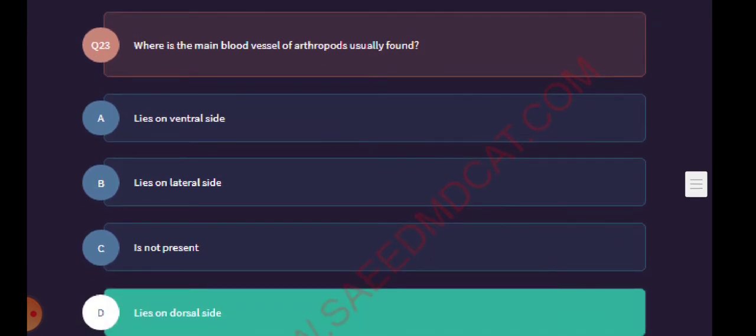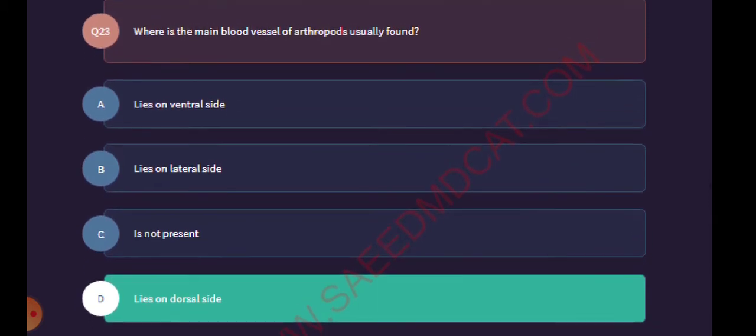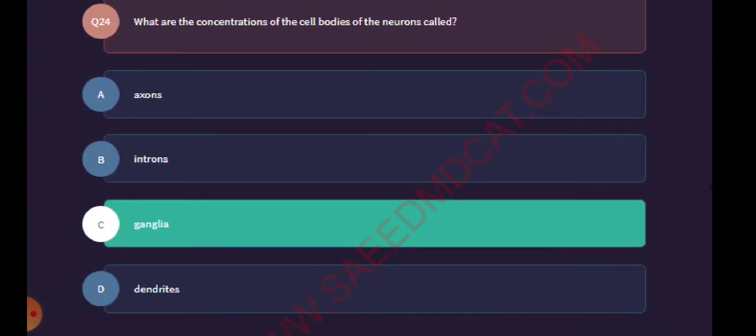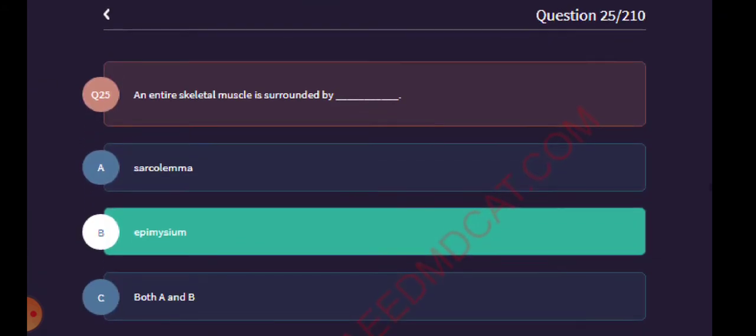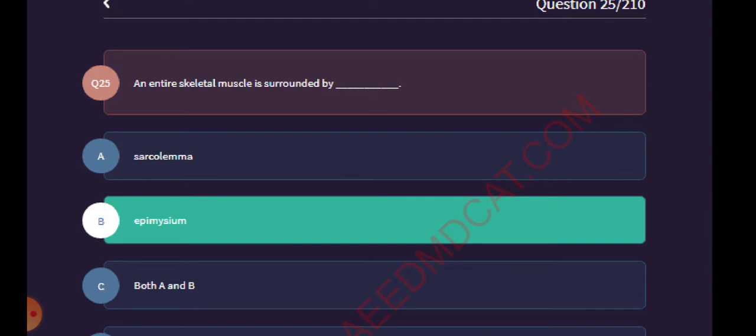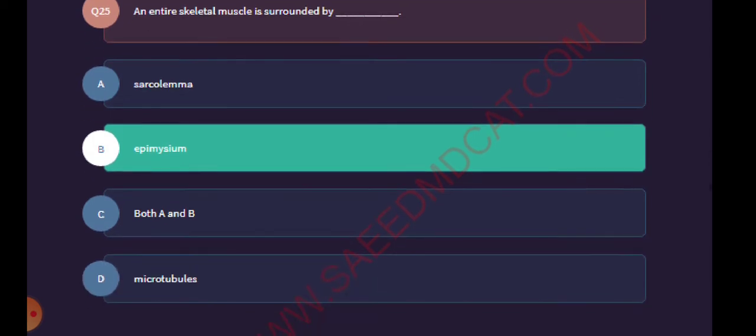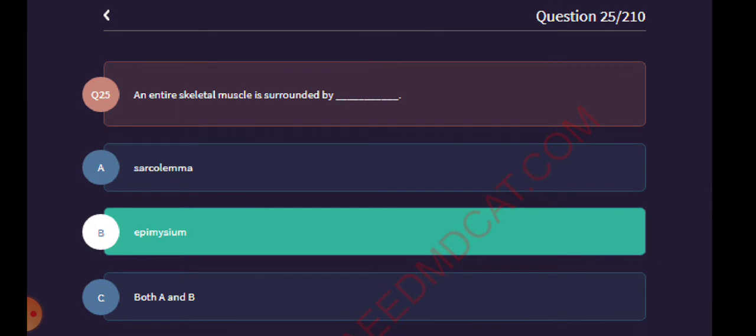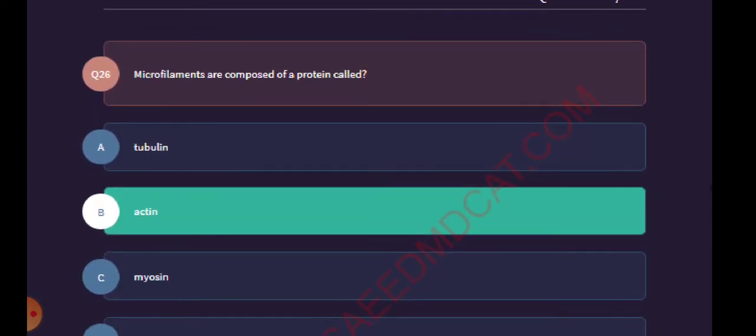Which is the main vessel in arthropods? Usually the dorsal vessel, which lies on the dorsal side. What is the concentration of cell bodies of neurons called? Ganglia. An entire skeletal muscle is surrounded by epimysium.